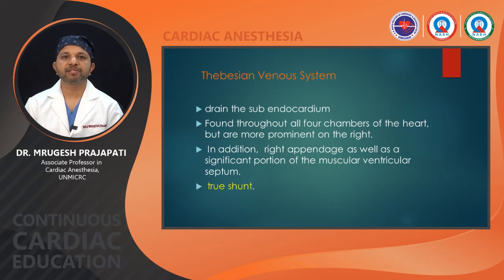The Thebesian venous system provides a true shunt, and this is all about the coronary circulation, the coronary venous system, and the angiographic views of the coronary artery circulation.